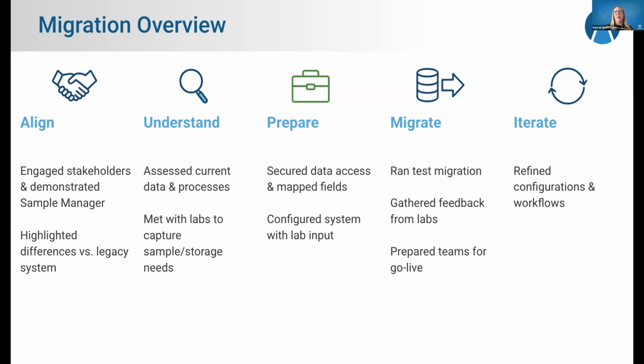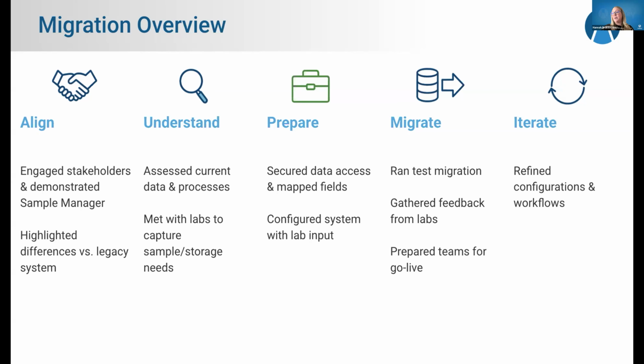And then we configured Sample Manager with the lab's input on fields they wanted to include that they hadn't included in the legacy system, or fields that had been included in the legacy system that were no longer serving them. So we chose different approaches to how we migrated that data, combining it into a general comments column just for that record, or completely removing it because it really wasn't understood or useful anymore. And then we did that migration.